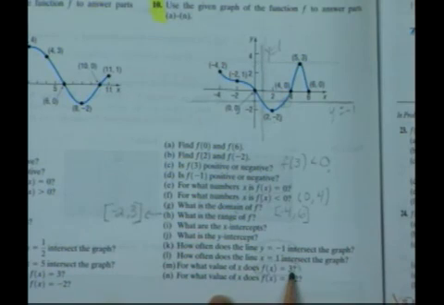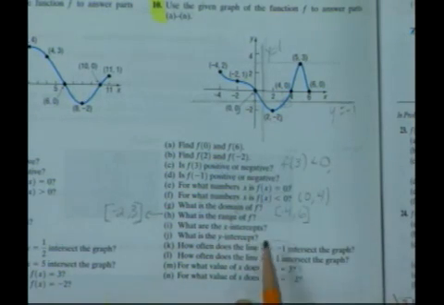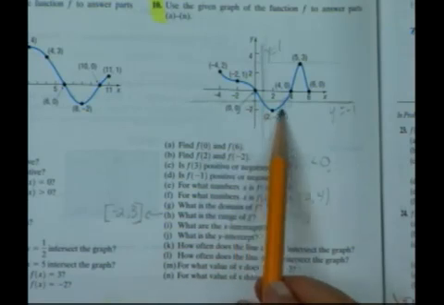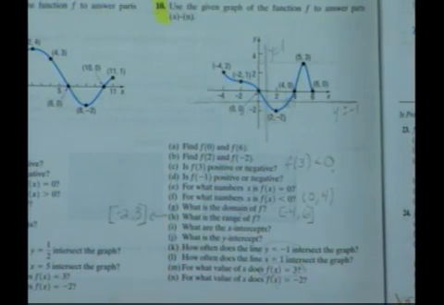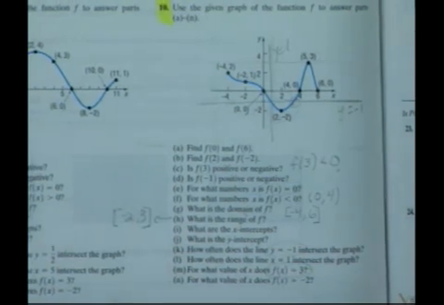Everybody got it? Okay, for what value of x does f of x equal -2? 2. When y equals -2, the only x value we have here is +2. Everybody good? All right, we're going to check you off there and say you are indeed an expert. Let's look at number 20.